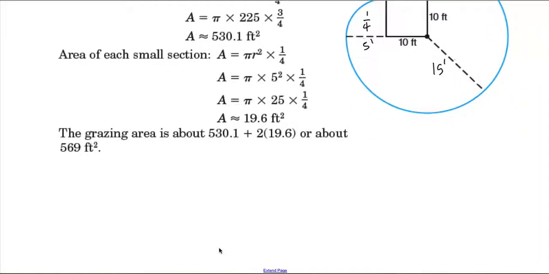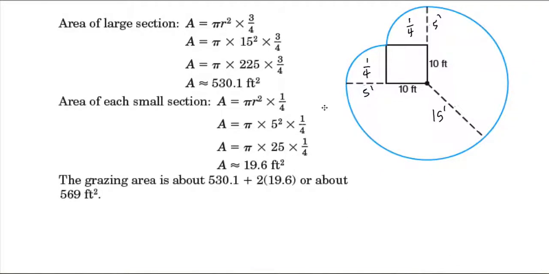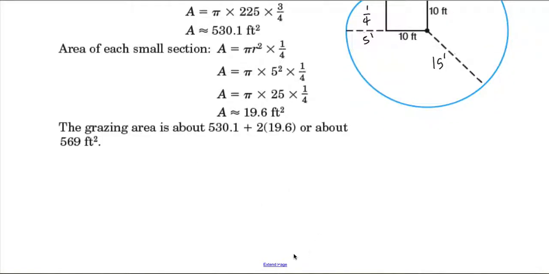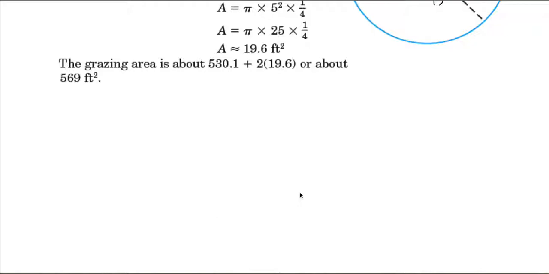So the grazing area is adding the 3/4 of a circle, which is 530.1 square feet, plus 2 times 19.6. Why? Because there are two 1/4 there, or about 569 square feet. Okay, so that's how you find the answer for that particular example in the case of Harry. Let's see if I have another example.